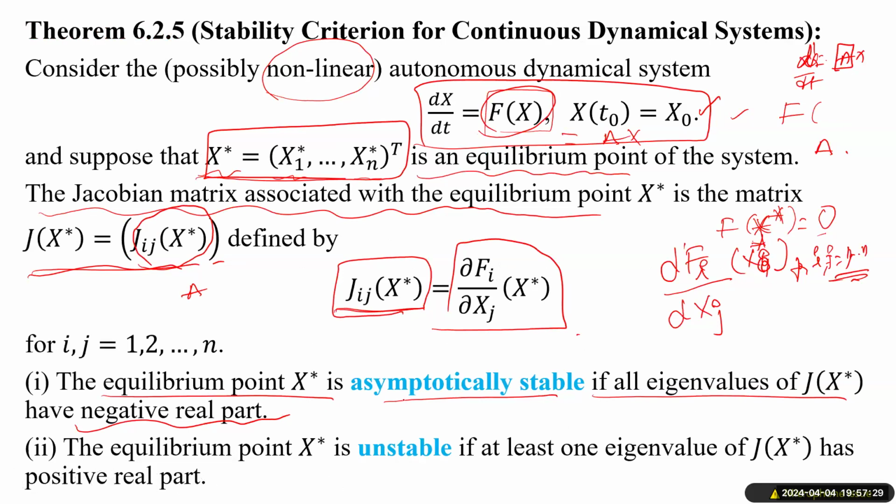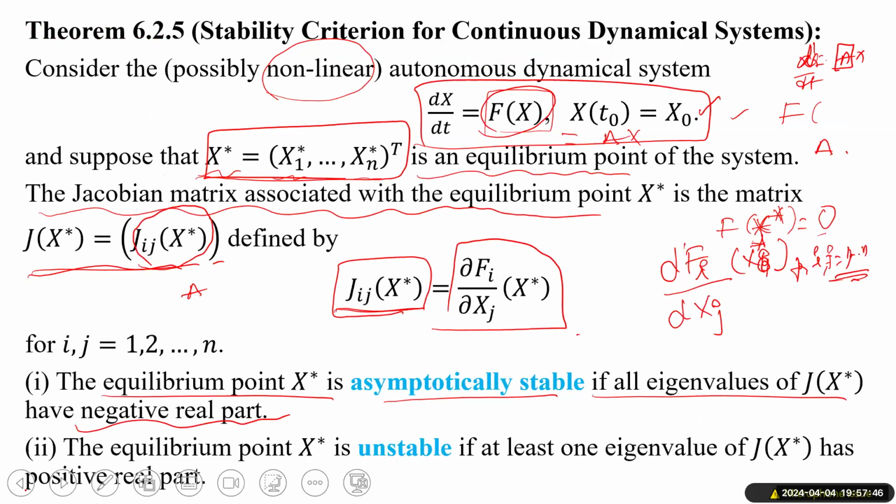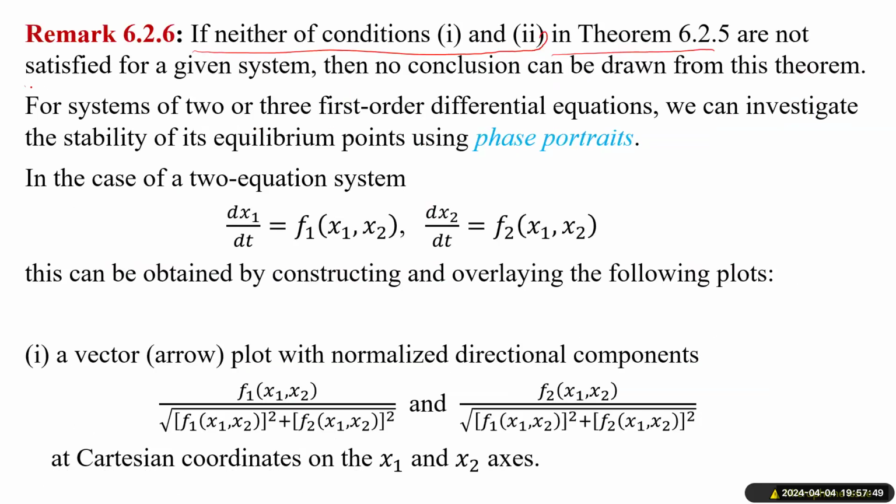Here, if neither condition 1 nor 2 in Theorem 6.2.5, that is what we discussed now, is satisfied for a given system, then no conclusion can be drawn from this theorem. So in such a case, what are we going to investigate? Like in the previous chapter, we identify the directional derivatives, that is arrows, arrow vectors.